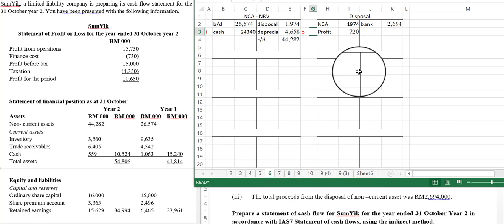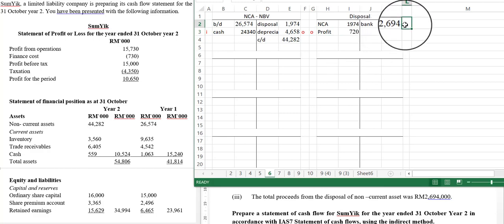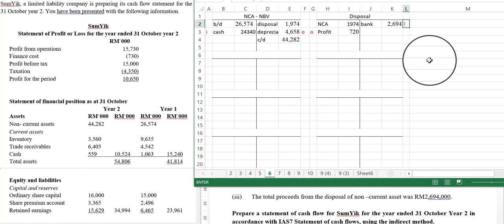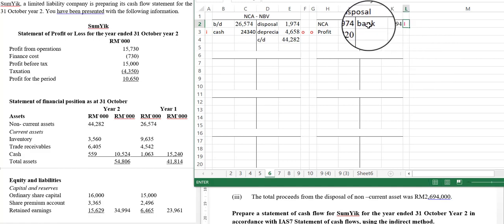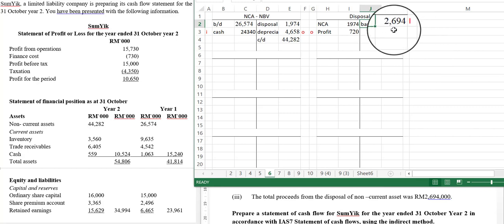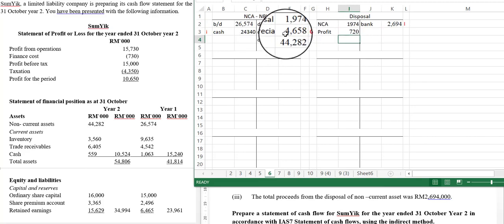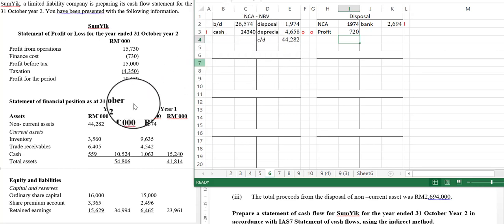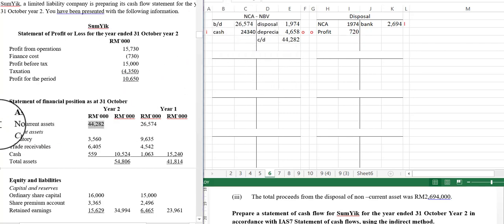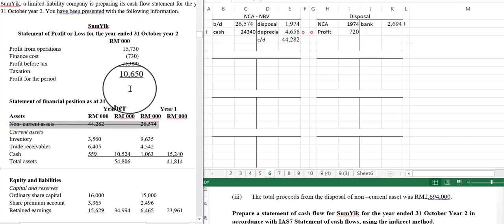So this is your profit figure. Now this profit figure you use in operating later on, you have to minus it out because previously you added it on. And it's a non-current asset, so any amount that you receive from selling a non-current asset should go to your investing activities. So that's it for your non-current asset related account. Then we'll go on. Here this side we have already settled.